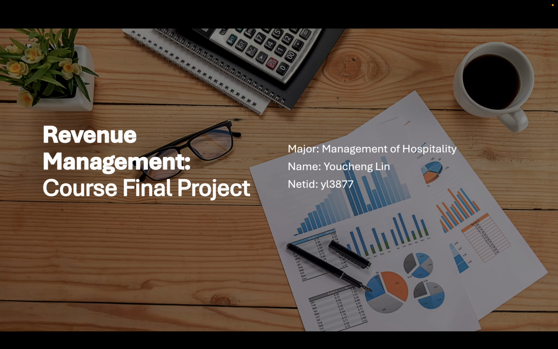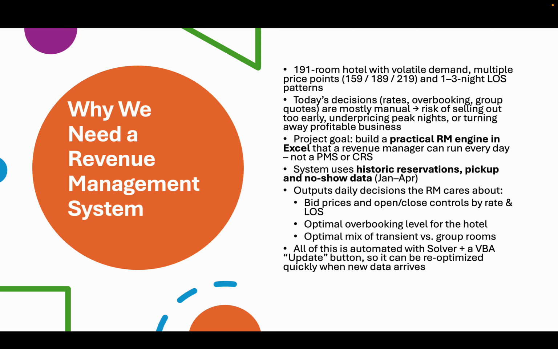Let me start with the why. So what problem am I trying to solve? We are looking at a 191-room hotel with three main price points, 159, 189 and 219, and most of our guests stayed between 1 and 3 nights. On any given day, the revenue manager is juggling different rates, different length-of-stay patterns, groups asking for blocks of rooms, and the usual uncertainty around no-shows.